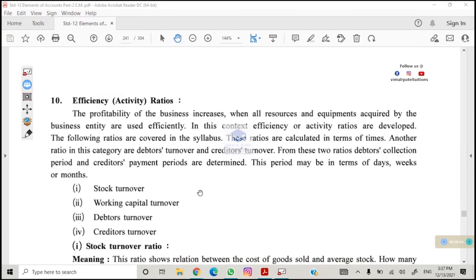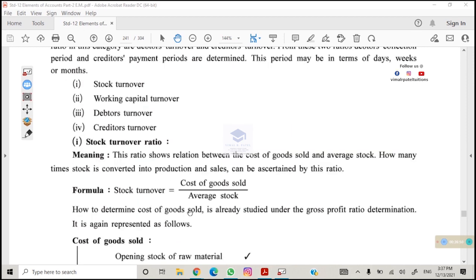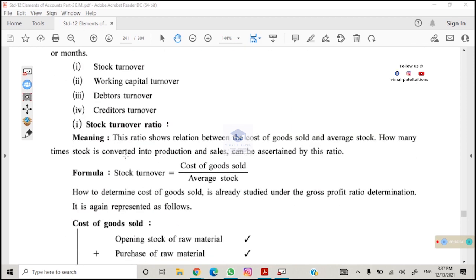Then efficiency ratio, or you can say activity ratio, or you can say turnover ratio. First, stock turnover ratio, or material turnover ratio, or inventory turnover ratio, one and the same thing. This ratio shows the relation between cost of goods sold and average stock. How many times stock is converted into production and sales? So how speedy your operating cycle is, starting from acquiring raw material till selling the goods. How much time is required? That is called stock turnover. How fast the stock is circulating in your business.